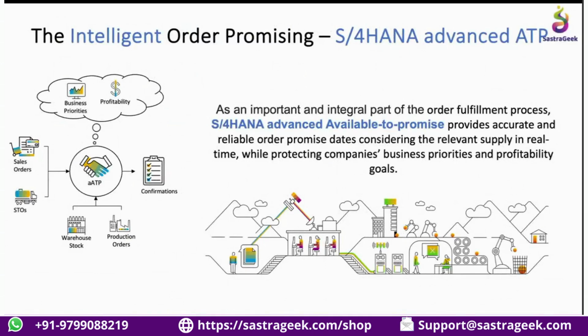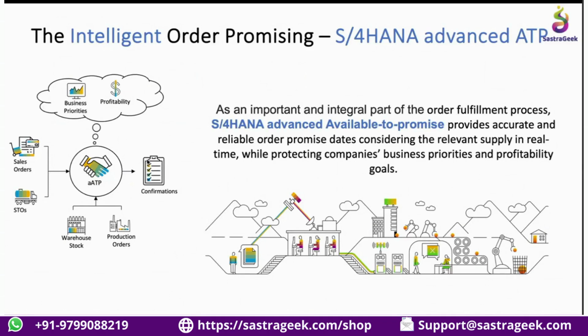So basically, the aATP solution, we call it an intelligent order promising tool. What exactly it does is, whatever requirements you have on the left-hand side, if you see in this diagram, whether it's a sales order or an STO, it will look into that requirement and verify how the stock situation is now in your entire supply chain network. What is the stock situation? What is the stable stock? What are the planned receipts which you have? So it will verify that, and on top of that, it will consider your business priorities, whether this customer leads to profitability or not. By considering all those things, it will give a confirmation to your requirement.